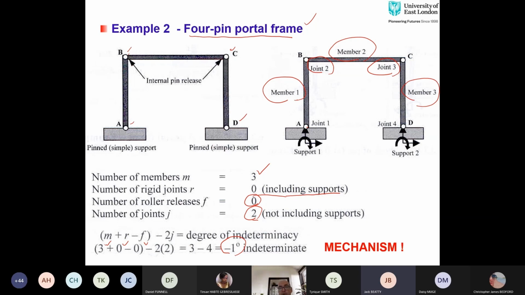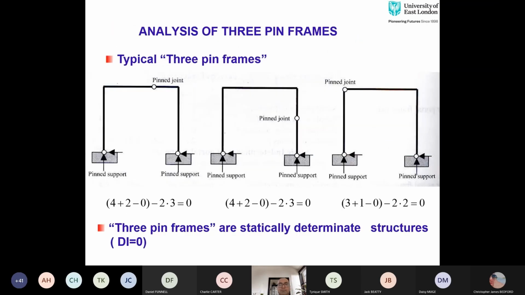Replace the pin support. This is one option. Well done, excellent. What could be other option? How about if I increase number of members? How about if I introduce one more member over here? That will increase the number of members. If this is 4 instead of 3, then you will get 0, will you not? 3 pin frames, as you have guessed, SI is going to be 0.